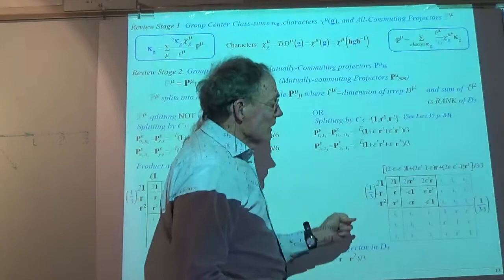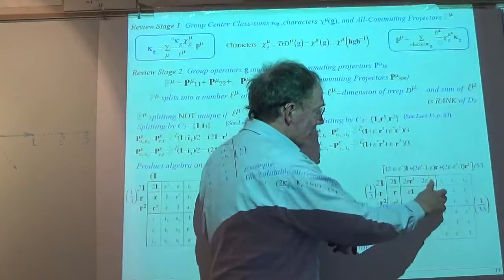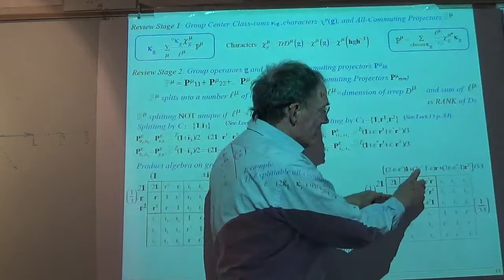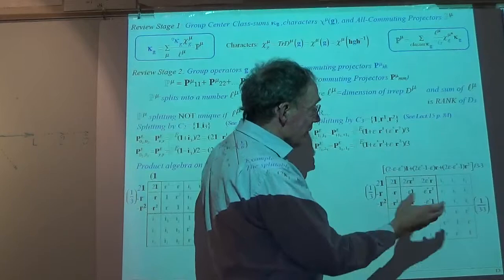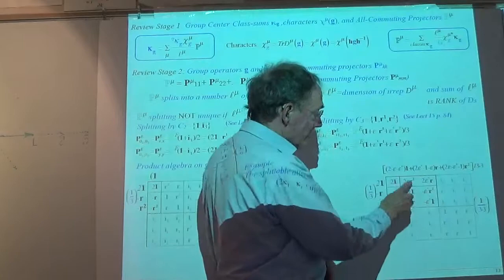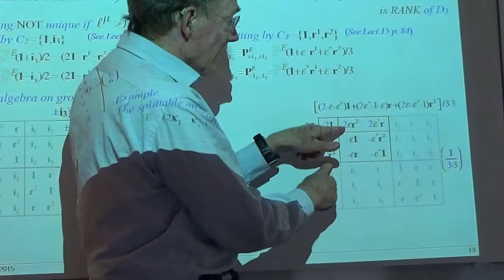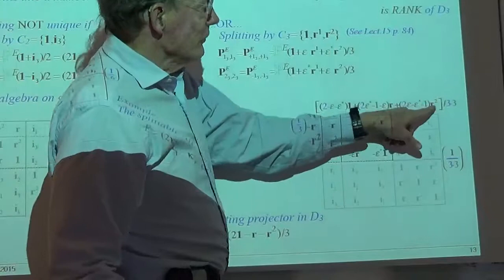And then where are the coefficients of r to the first power? There's r to the first power right there. There's another one right there. And there's another one right there. So that's 2 epsilon star minus 1 for this one, and then minus epsilon for that one. And then finally, the last one is asking for the coefficients summed of r squared. R squared is here, here, and here. So that's giving us a 2 epsilon minus epsilon star minus 1 for r squared.